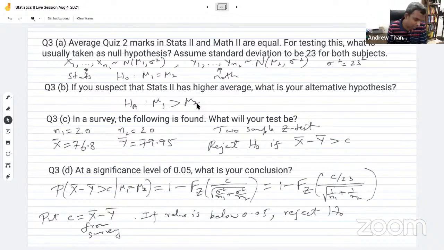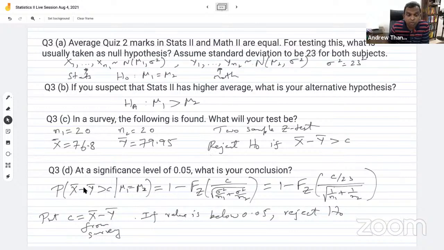We are rejecting H naught if X bar minus Y bar is greater than C. So I need to find the critical value, or you can do it using the p-value. If the p-value is below your significance level, 0.05 or so, you reject. So this is the way to write it down. The most crucial thing is the formula for the type 1 error probability.